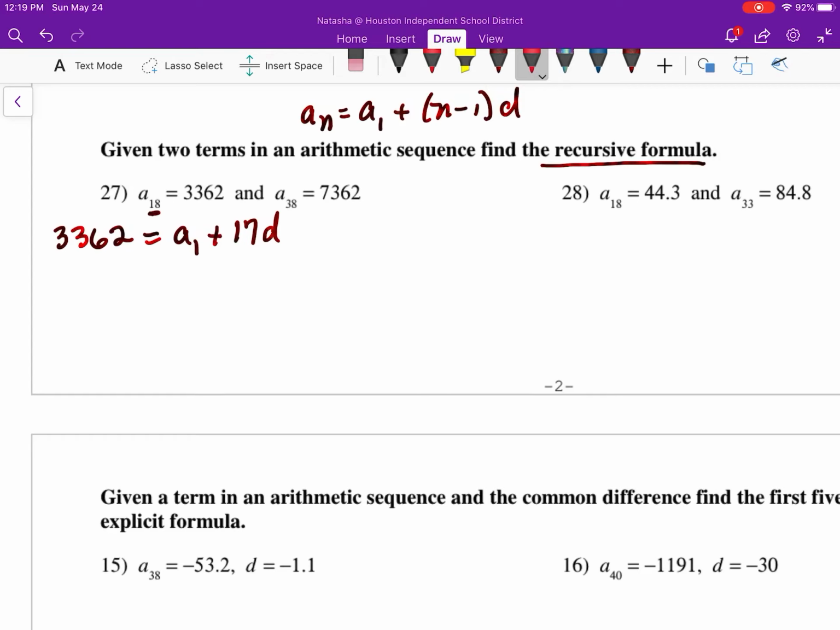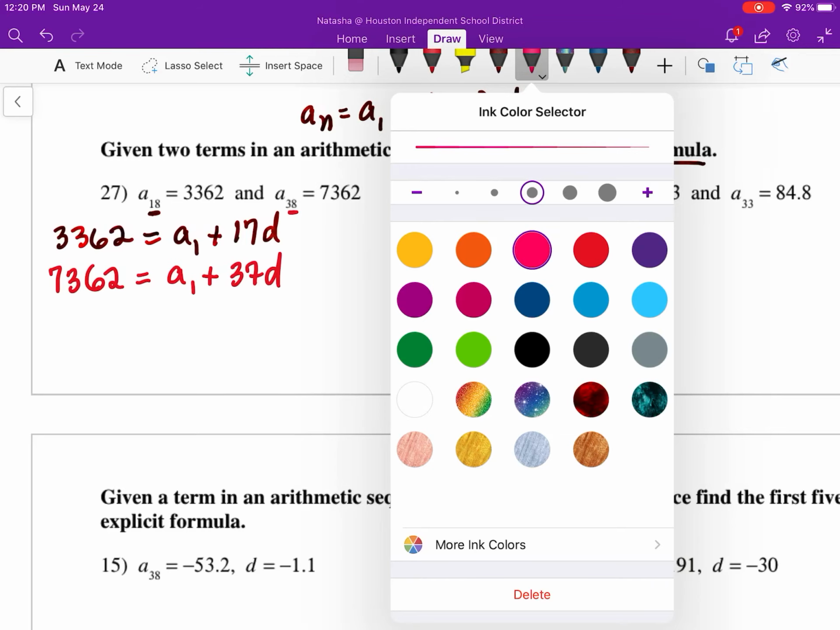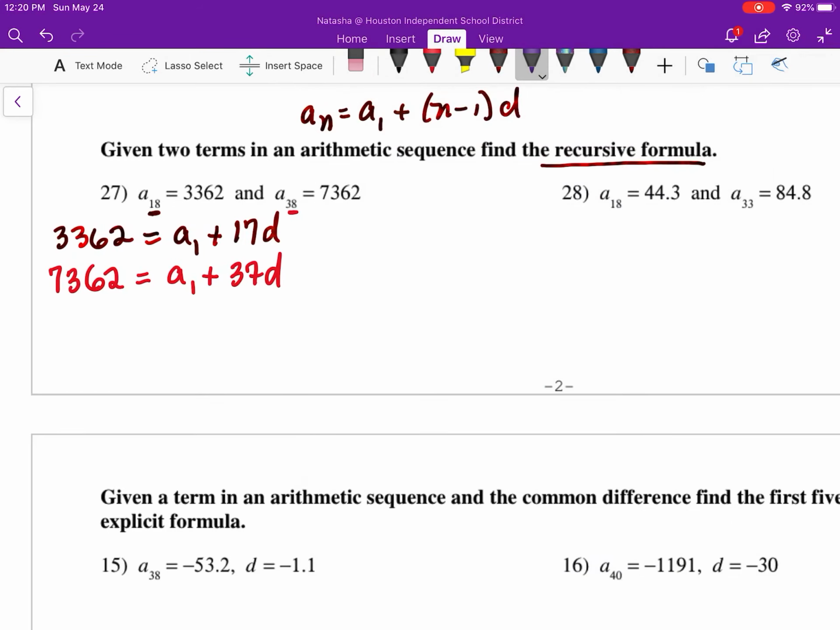But I can now take my 38th term information that I was given and create a second equation. So that's going to give me 7,362. I'm going to set that equal to, just like we did before, a sub 1, and then I'm going to add. Well, the nth term is the 38th, so 38 minus 1 is going to be 37d.